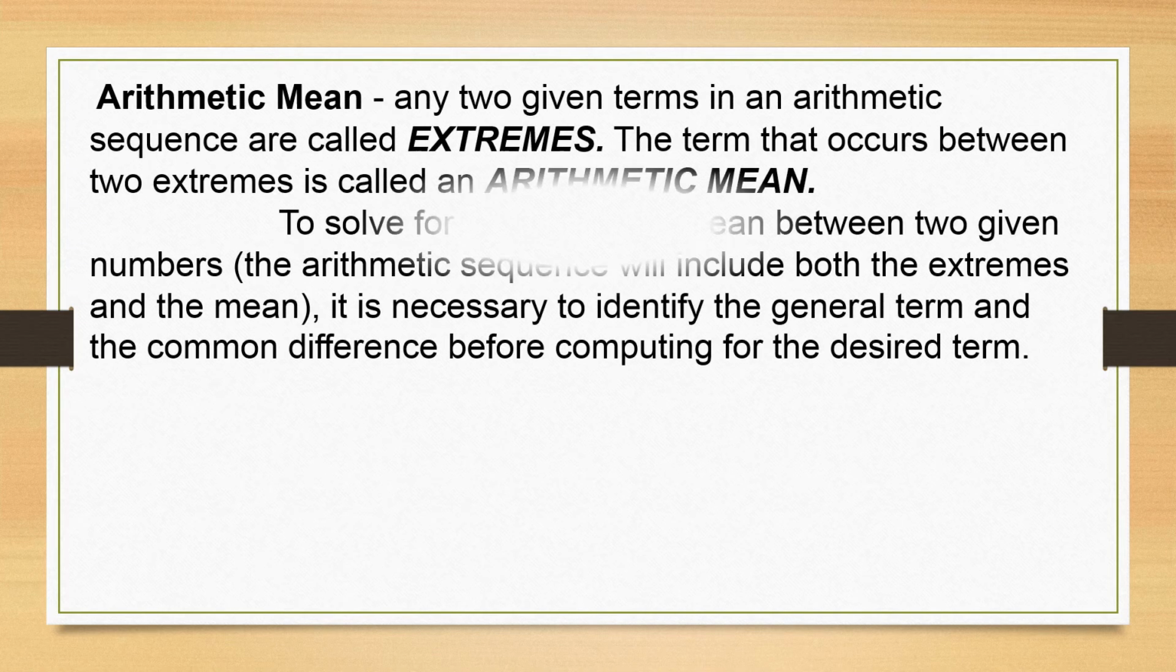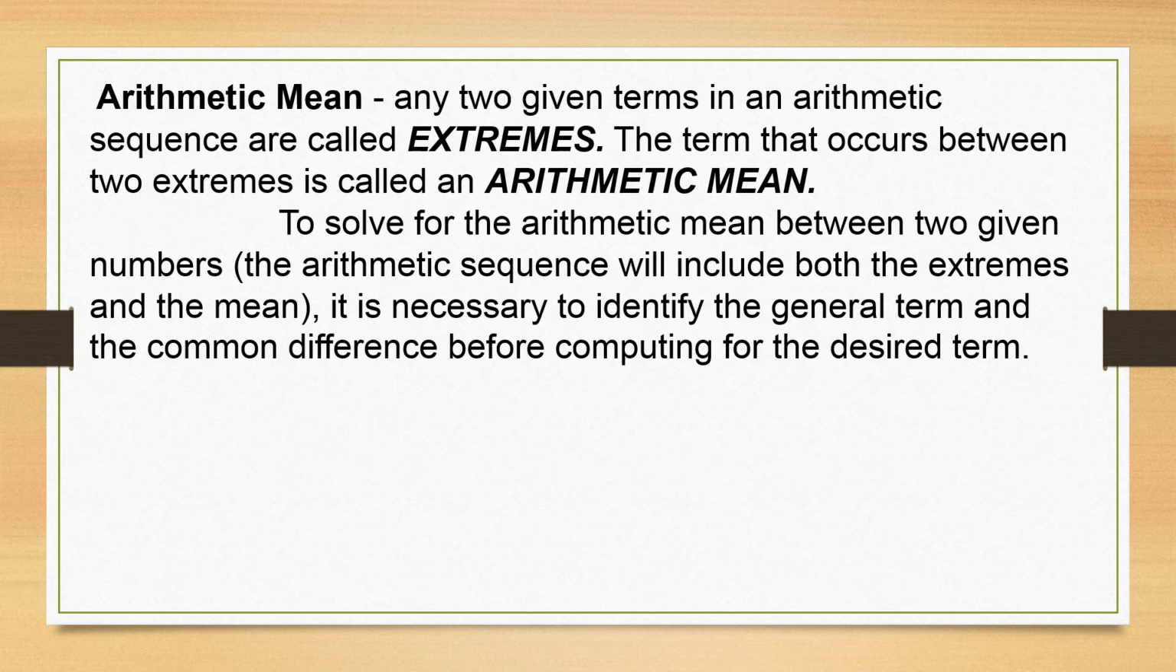Next, we have here another one. The arithmetic mean: any two given terms in an arithmetic sequence are called extremes. The terms that occur between two extremes are called arithmetic means. So meaning the terms that are between the given terms are what we call the arithmetic means.